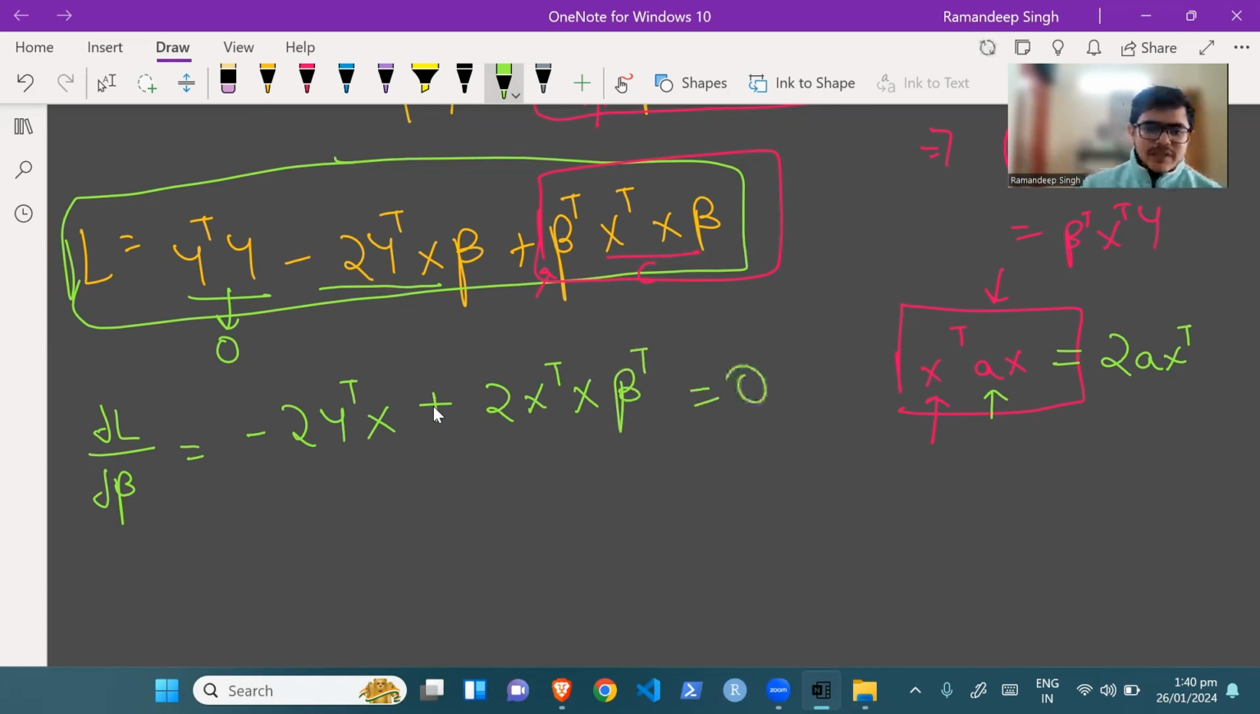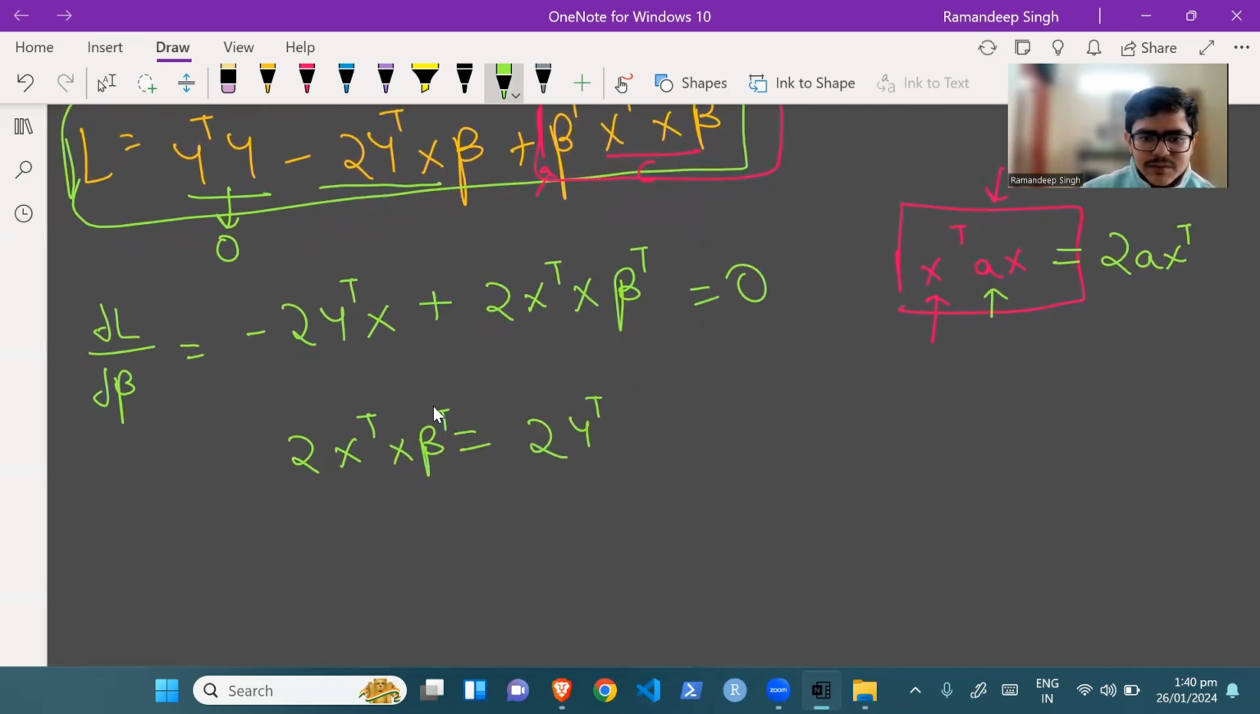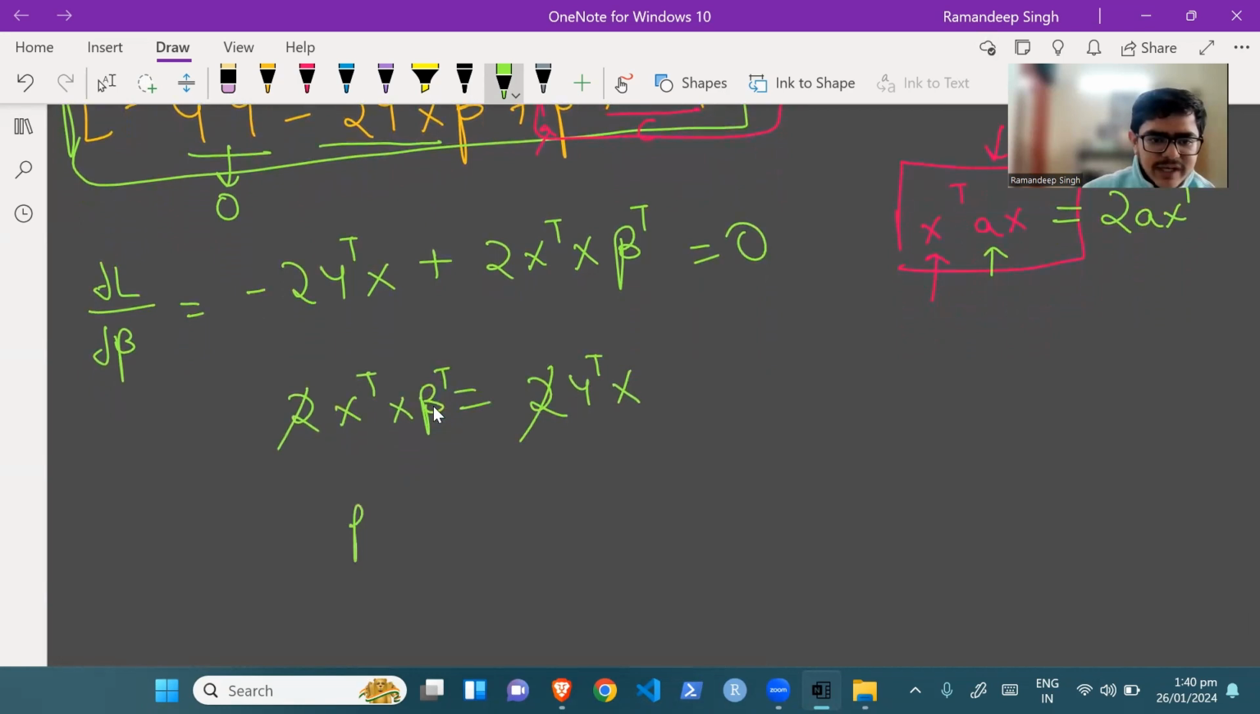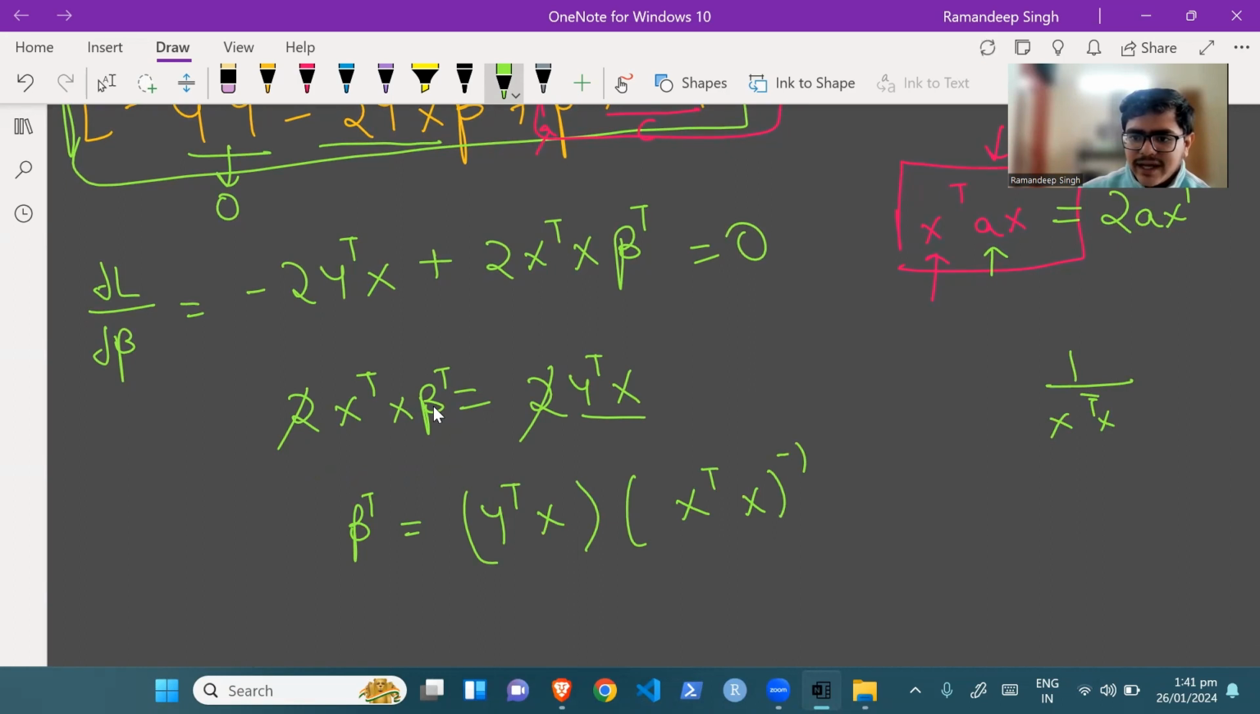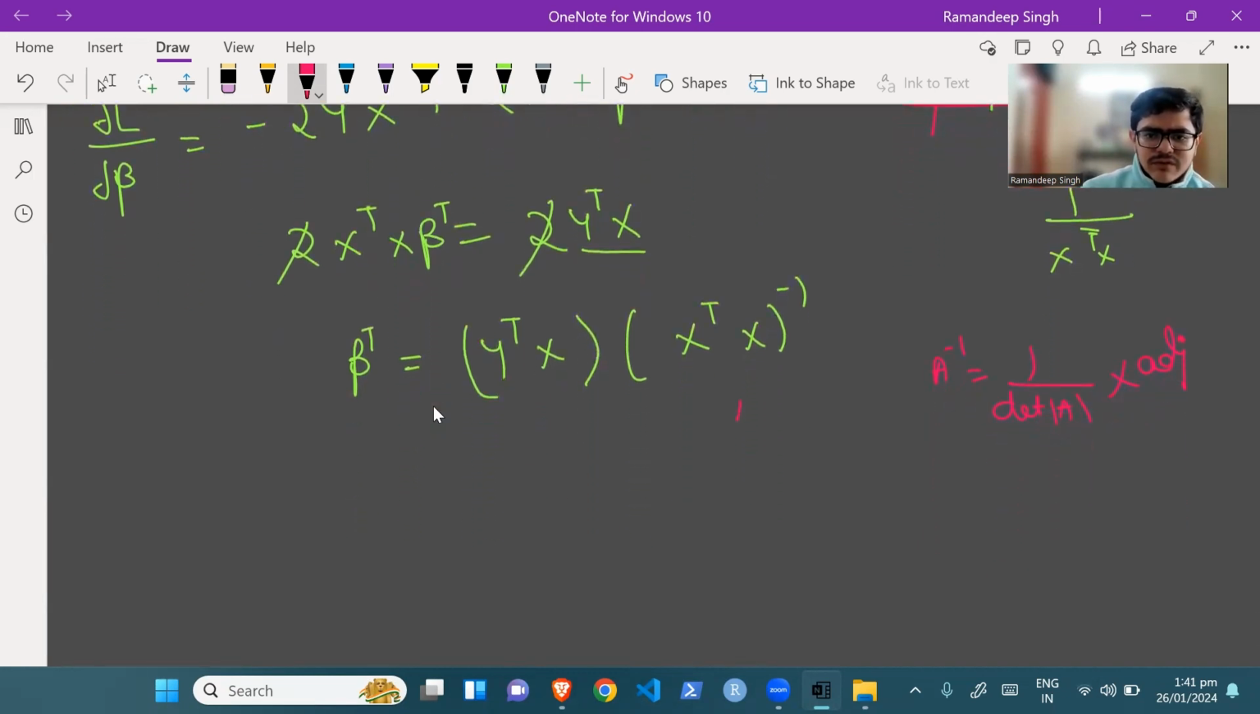Okay, and now if we put it equal to 0, I send one term to the RHS, then it will become 2 X transpose X beta transpose is equal to 2 times Y transpose X. And this 2 gets cancelled. And now I have beta transpose is equal to Y transpose X, that is this term, multiplied by X transpose X inverse. Okay, so if I send it to the right side, I cannot write it as 1 upon X transpose X, but I can write it as X transpose X whole inverse. And now I hope you know what the inverse of a matrix is, that is 1 upon determinant of A multiplied by its adjoint. Okay, so if we calculate this inverse and we multiply it with this, we will get our beta transpose.